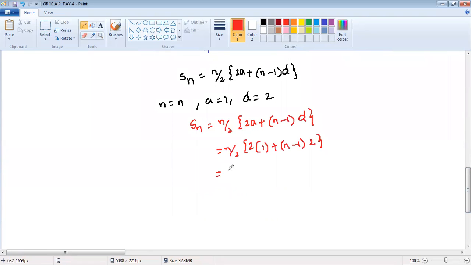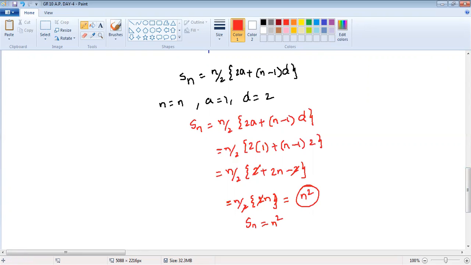So now open the brackets inside: 2, 2n minus 2. 2 gets cancelled. Then n by 2 into 2n, and this 2 gets cancelled. So n into n is n square. See, this Sn is equal to n square. So the sum of n natural terms is equal to n square.